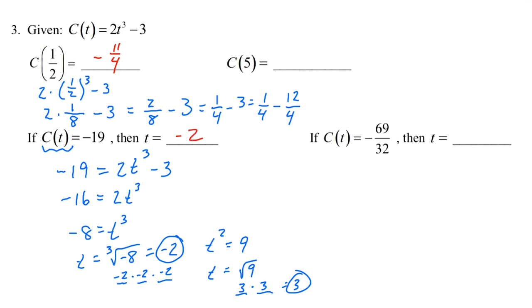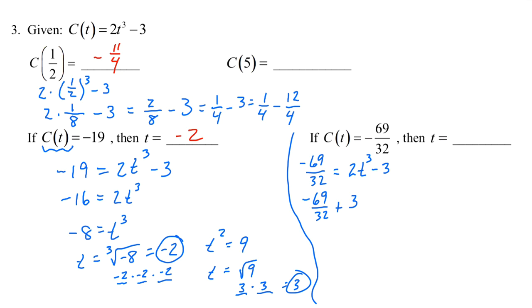All right, so this one's going to be involving some fractions, which is why I want to take care of working through this one with you. You're going to have -69 over 32 equals 2t cubed minus 3. So we are going to start by adding 3 over to this side. So that's going to give you -69 over 32 plus 3.